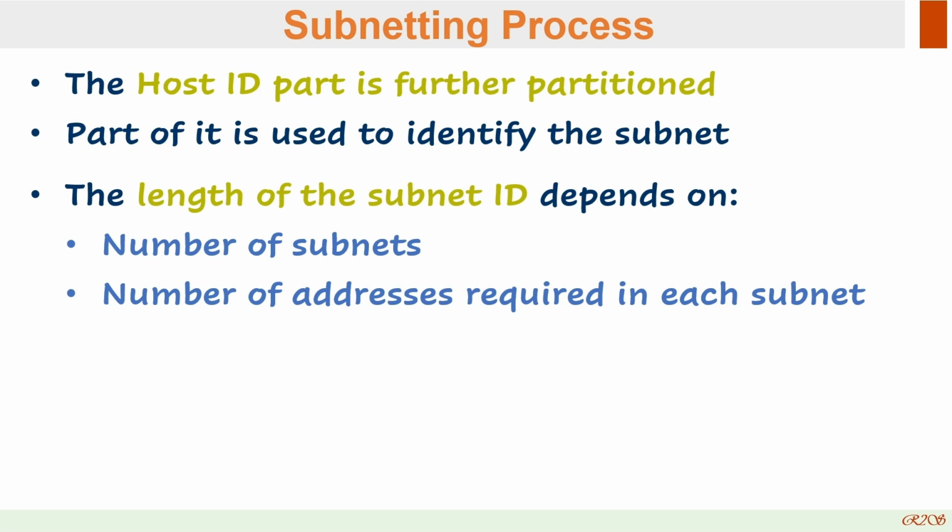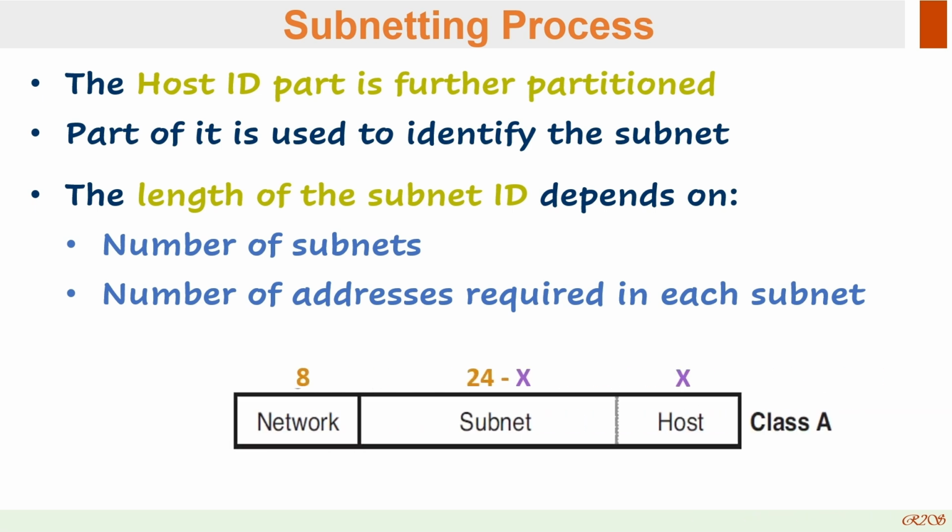So now, subnetting is the process where we borrow bits from the host part of an IP address. The length of the subnet ID depends on how many subnets we need, or the number of addresses required for each subnet. That means how many bits are required for each subnet. So there are two ways we can do it: one is the number of subnets we need, or the number of addresses required for each subnet.